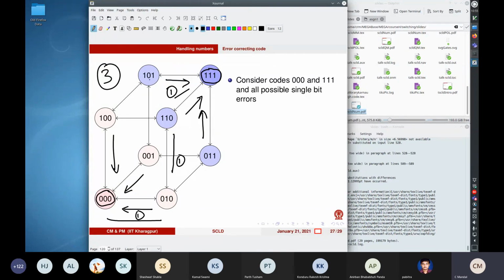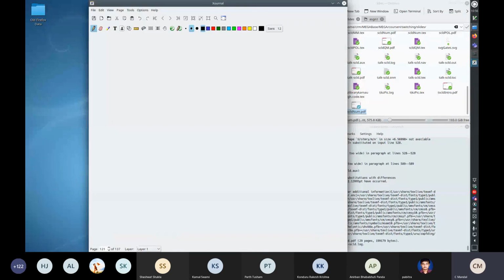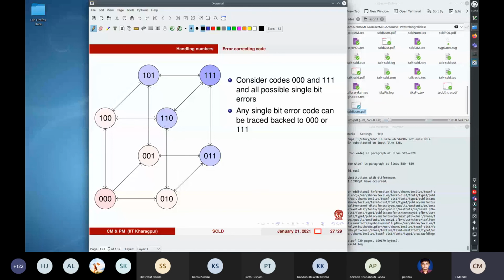So there is no intersection of the erroneous codes. The erroneous codes remain disjoint. So it is possible; you don't lose information. You have adequate information to go back to the original code.